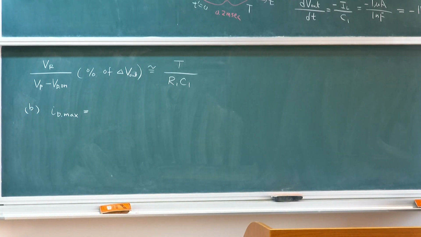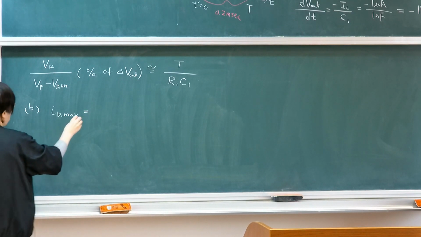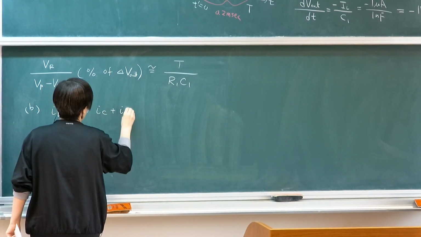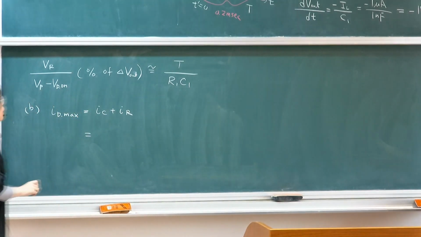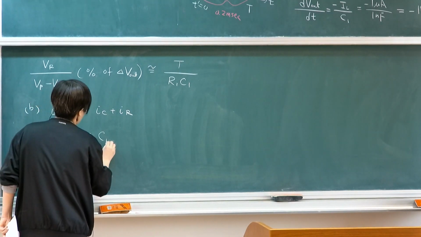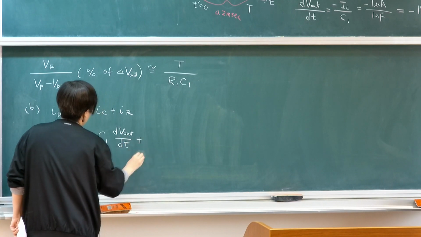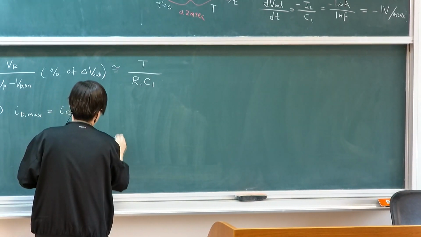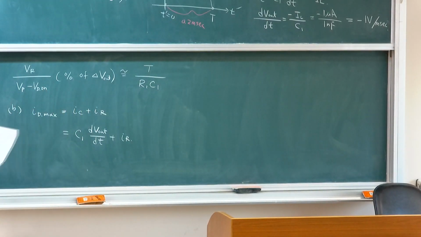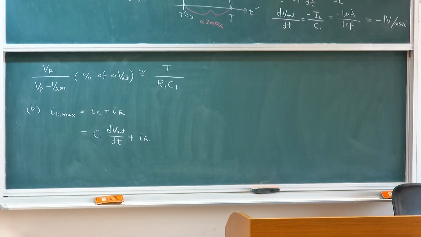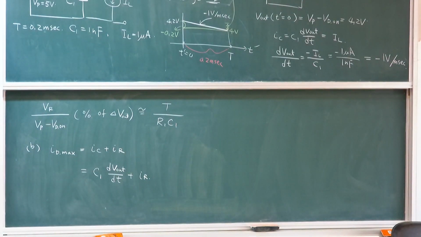ID maximum is when the supply is coming to supply both this and that, both RC. So that will happen at when? When do you think it will happen? Let's write down the equation. Plus IR. Do you think it will happen at the beginning or at the end?